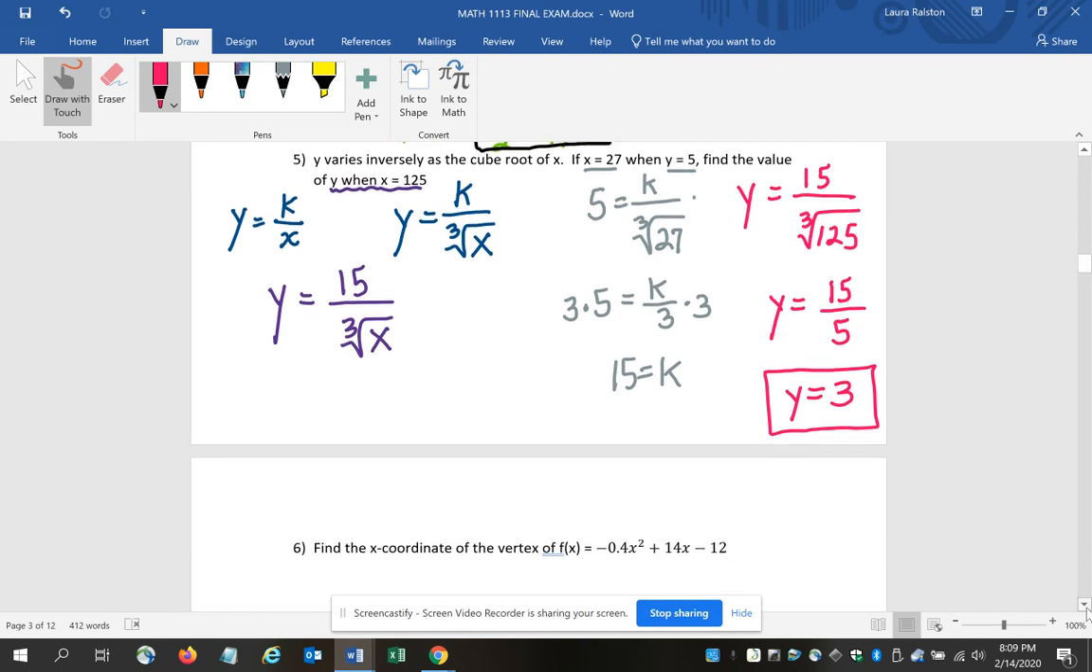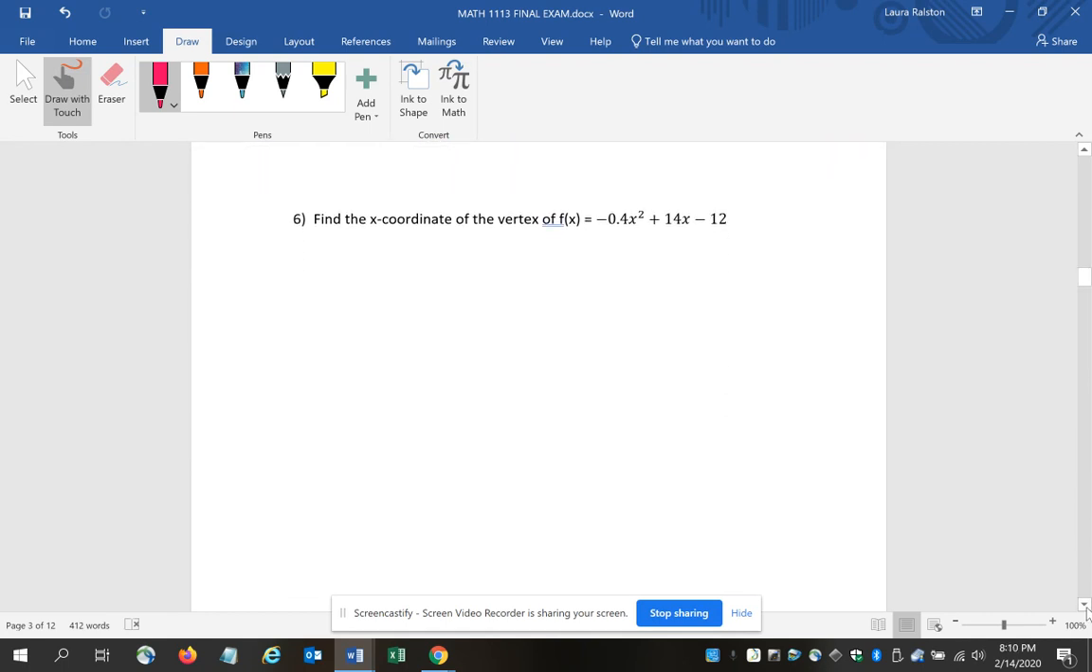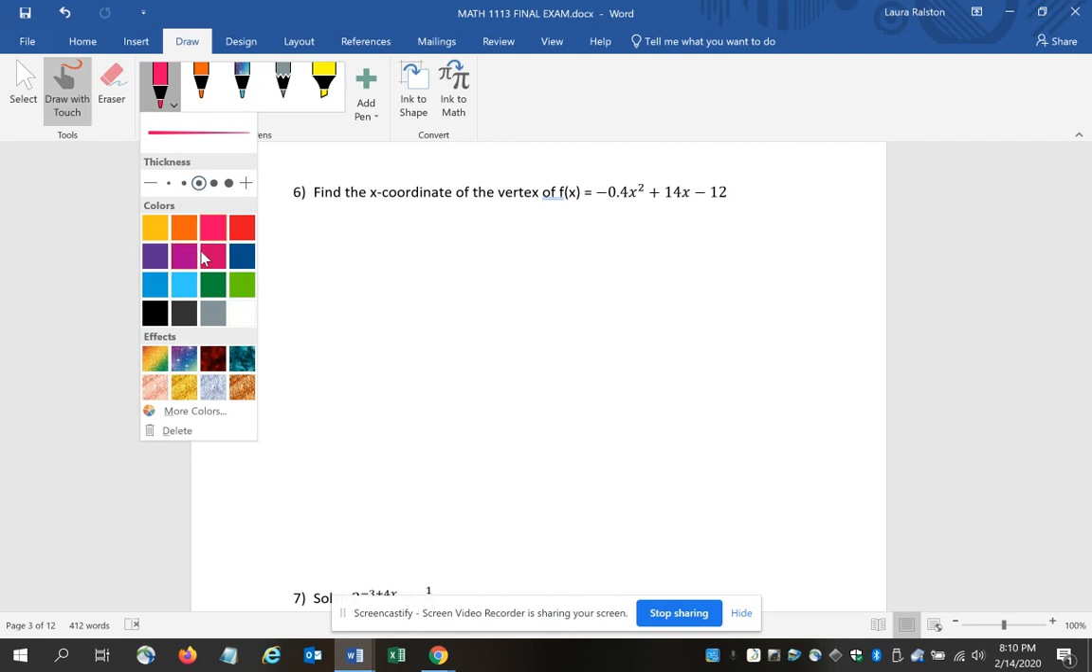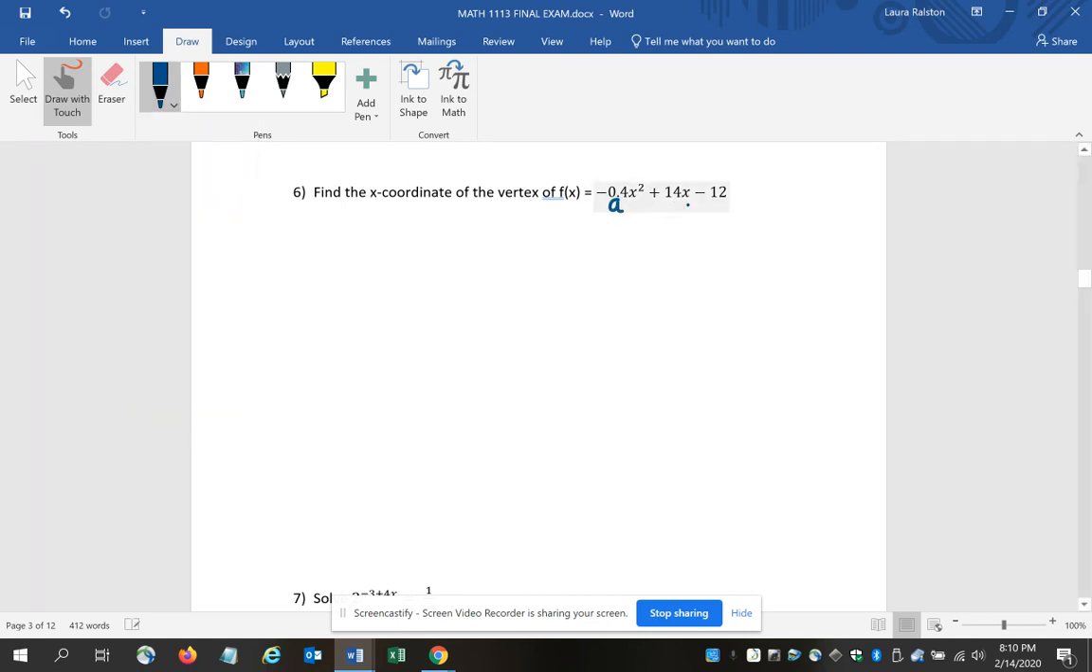All right, I want to try to do one more, and then we'll stop and I'll pick up in a separate video. This one says, find the x coordinate of the vertex of f of x equals negative 0.4x squared plus 14x minus 12. Okay, so hopefully you recognize this as a quadratic. And within a quadratic, remember that a is the number in front of the square term, b is in front of the x, and c is the constant.